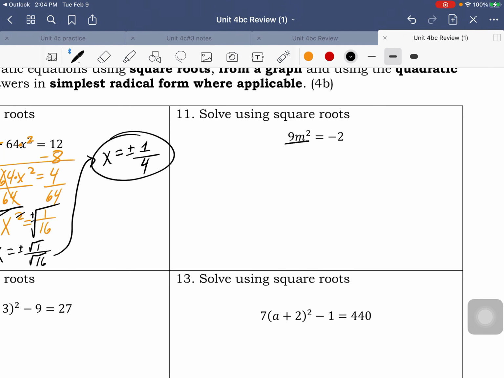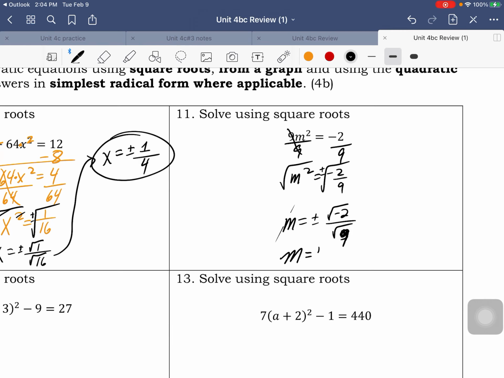Number 11, we're going to divide by 9. Then you're going to square root. Remember, when you square root, it's positive and negative. So m equals positive or negative the square root of negative 2 over the square root of 9. Now the numerator is the square root of negative 2. We can't do anything with the negative, but the negative can come out as an imaginary. Oh wait, that's supposed to be 9.